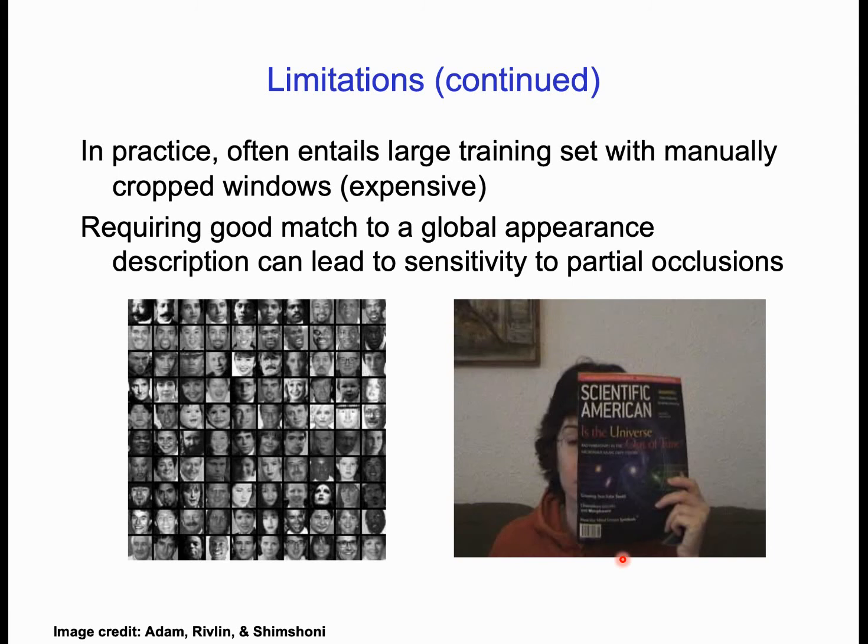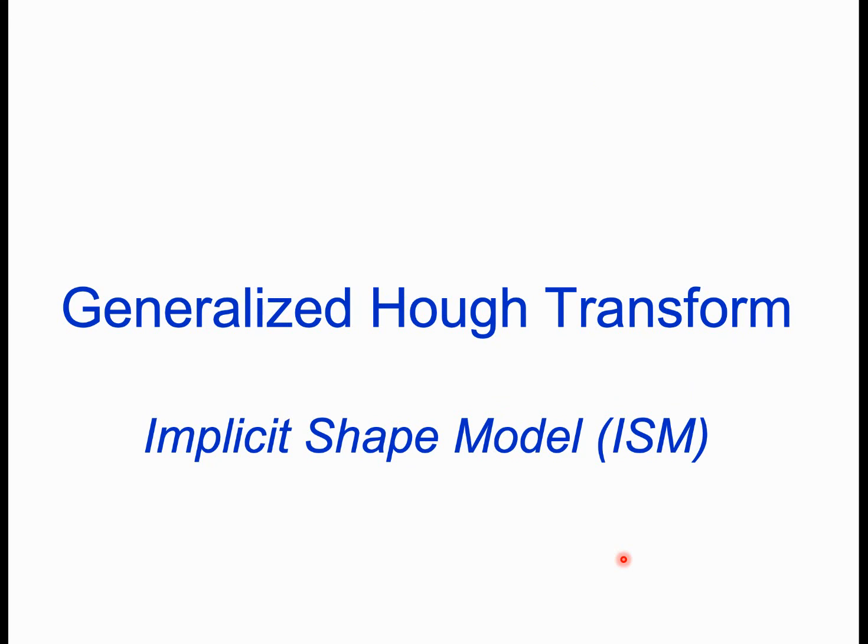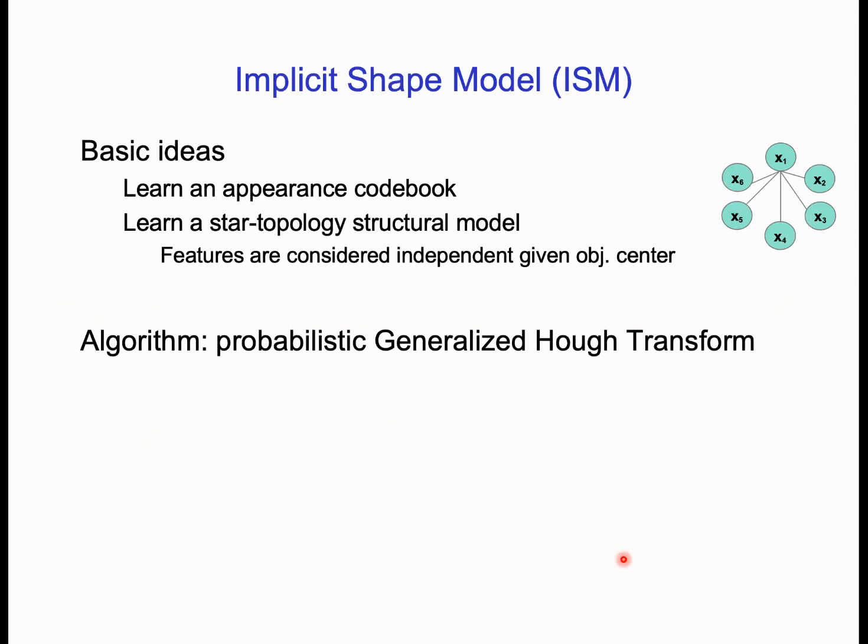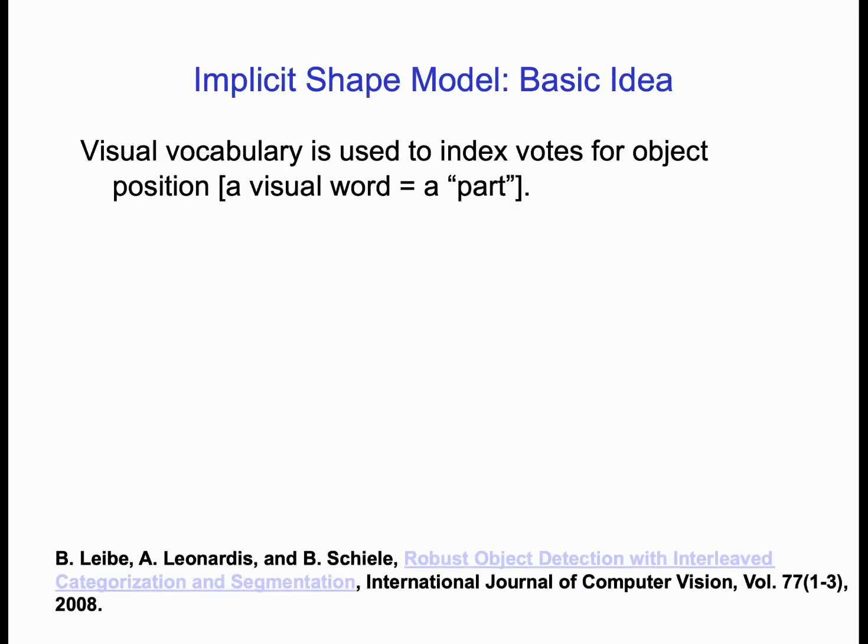While the sliding window is extremely useful, the generalized Hough transform improves on these limitations quite a bit. The idea about the generalized Hough transform is that it's an implicit shape model. The basic idea is that we learn an appearance codebook and we learn a star topology structural model, so features are considered independent given the object center. The algorithm that we construct in the end is a probabilistic generalized Hough transform.